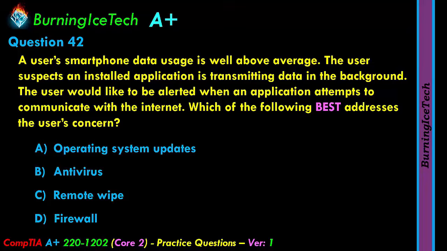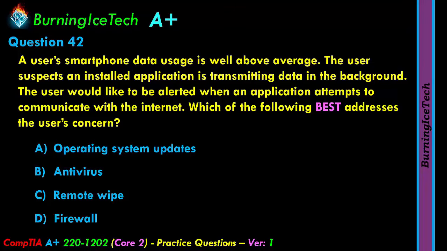Looking at answer B, antivirus. Antivirus, although it might be very secure, its job is not to keep an eye on your data. Its job is not to inform you when something communicates in the background and starts using data. Antivirus is going to check for malicious software, viruses, Trojan horses, ransomware maybe, but it's not going to have any effect on your data. It's not going to check when some application in the background may or may not be using data. So antivirus is out. Answer C, remote wipe. Absolutely nothing to do with this question.